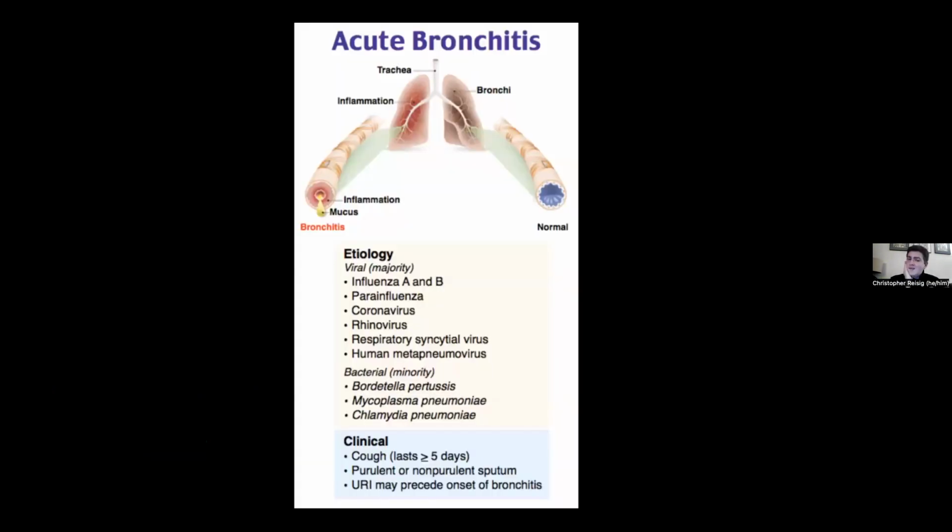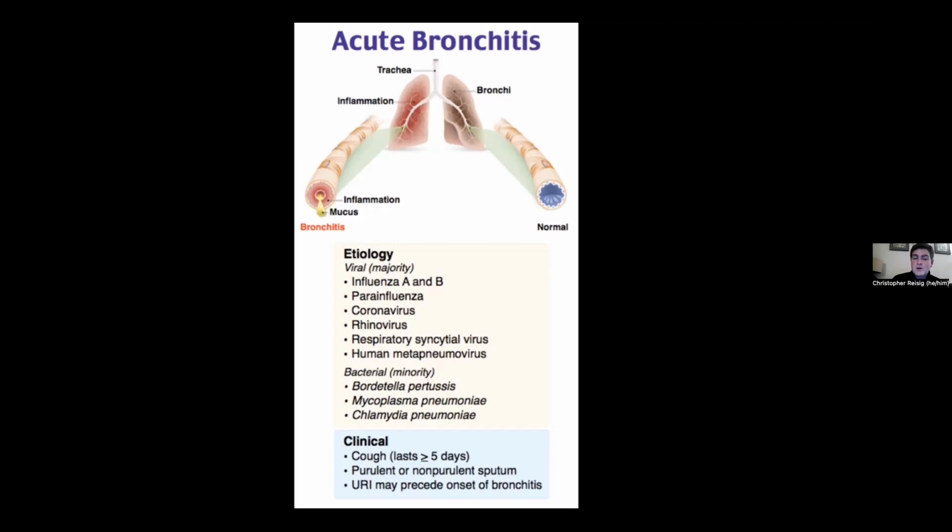So bronchitis is a cough that won't go away for greater than 5 days, without parenchymal involvement. There's lots of causative agents for this. We are very familiar with them at this time. There are some bacterial etiologies, but overwhelmingly it's viral. The mainstay of therapy is symptomatic support.